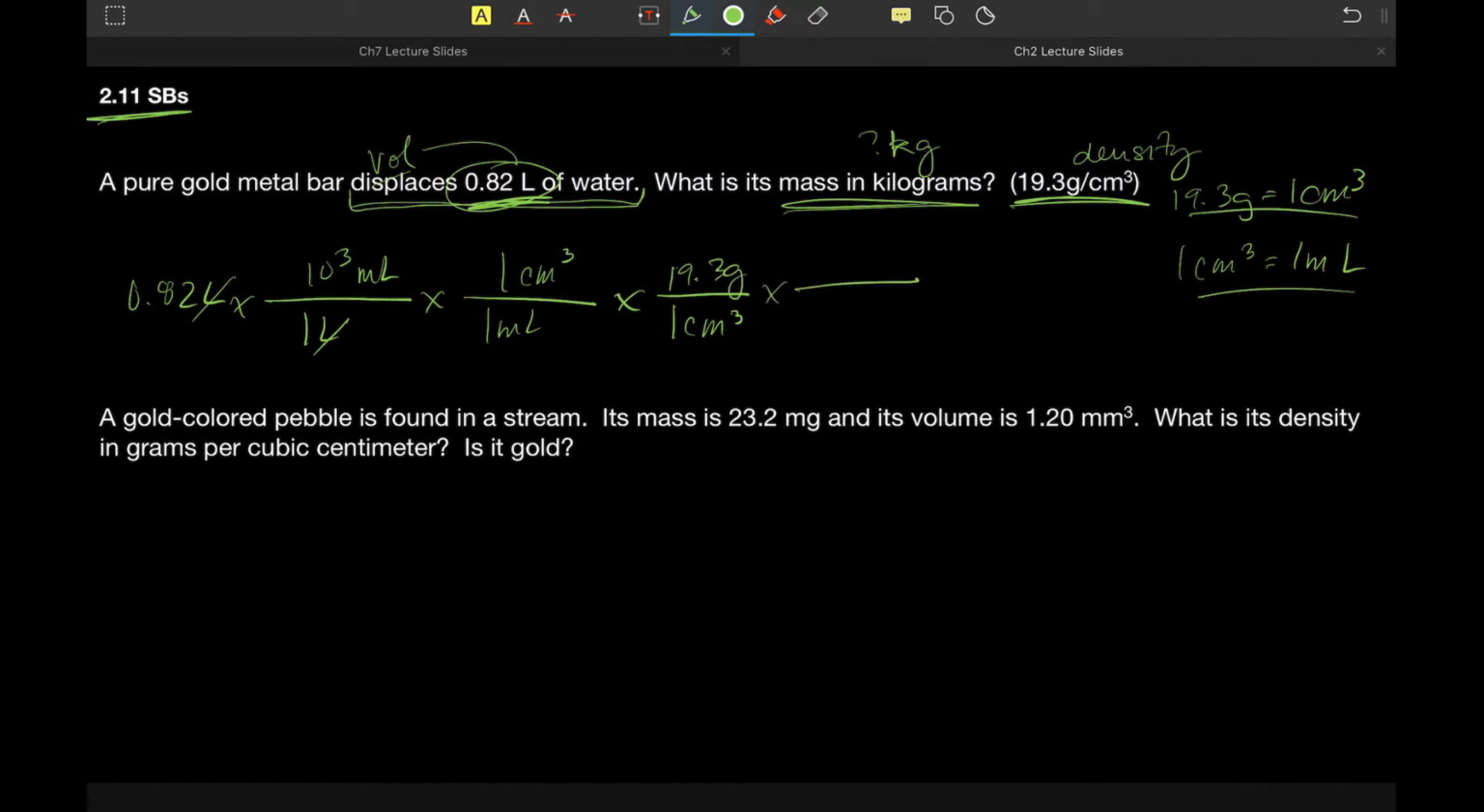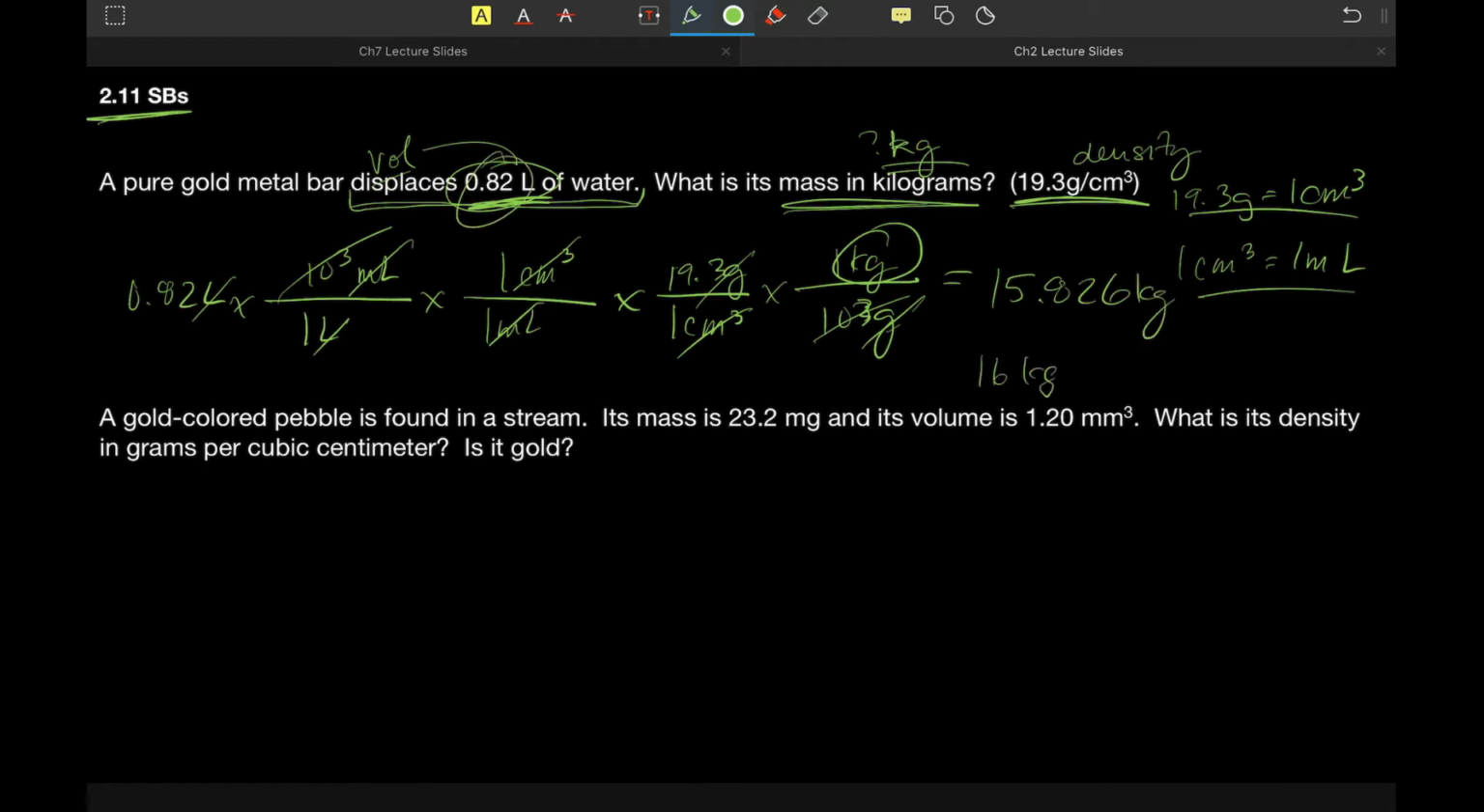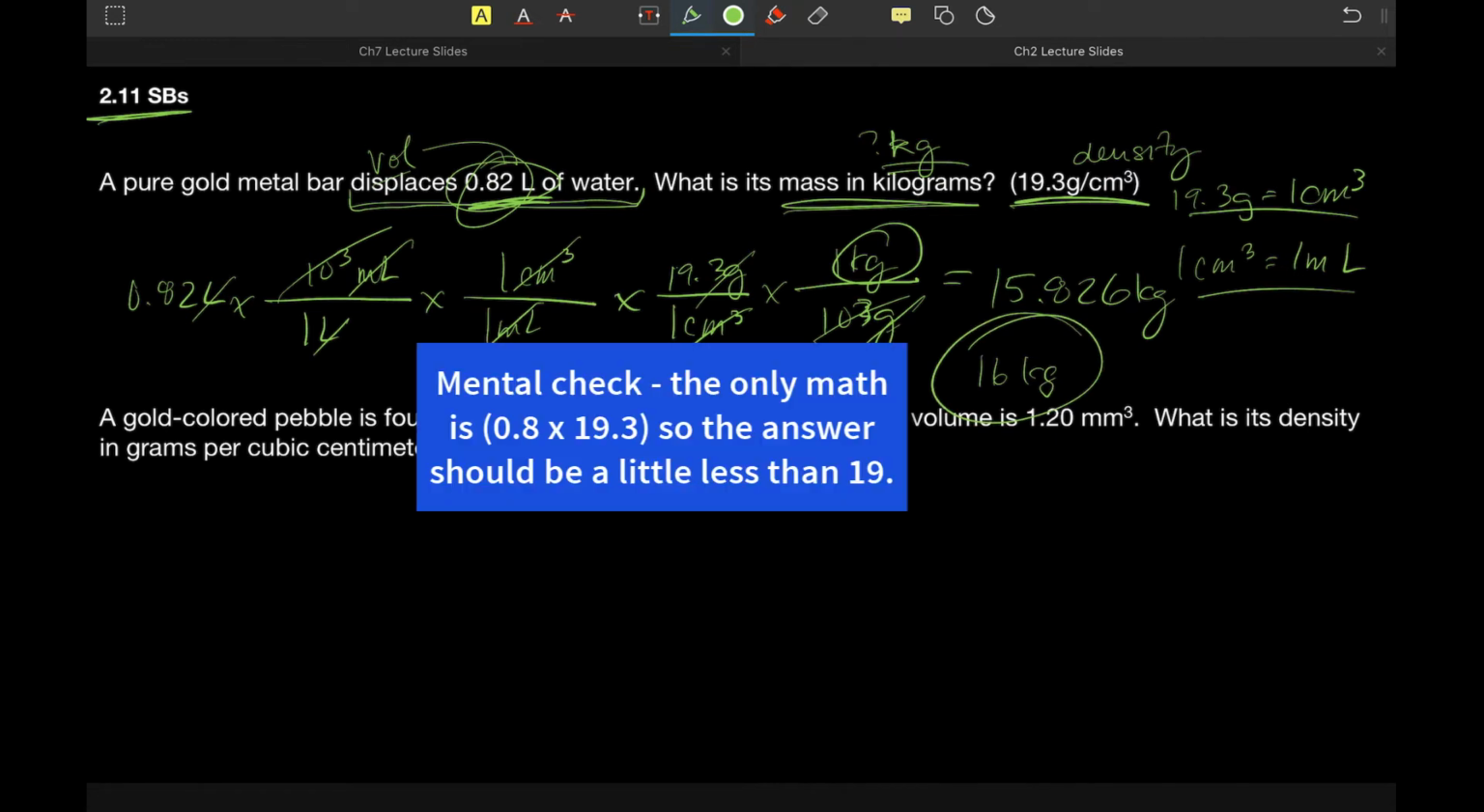Oh, but we're not done yet, because we would like our answer in kilograms. So for every 10 to the third grams, we have 1 kilogram. And then we would be done. Grams cancel, centimeters cubed cancels, mils cancel, and then we just have to make sure we do the math correctly. We should always take a look at the whole thing, because it turns out there's a 10 to the third on top and 10 to the third on bottom, and that actually cancels. And we come up with 15.826 kilograms, which will round to 2 sig figs, so 16 kilograms is the mass of my pure gold metal bar. Yes? All right.